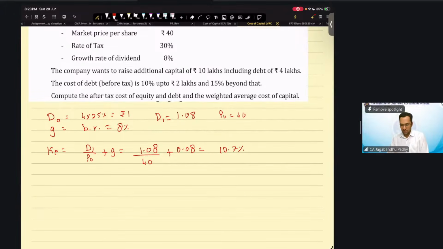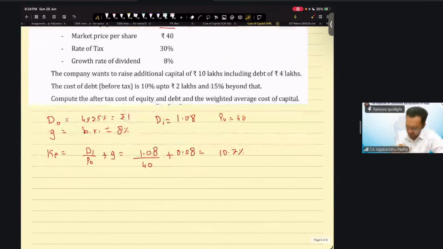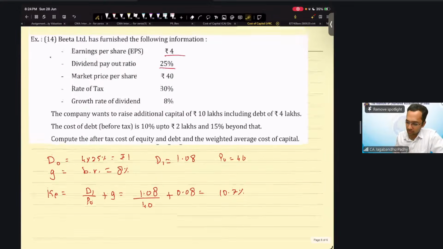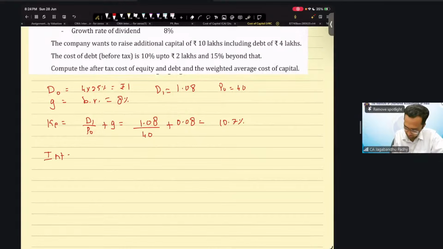Right? Ke is 10.7%. Earnings per share is given as 4, and we are saying it is the prevailing current earnings per share. Now, cost of debt is 10% up to 2 lakh and 15% beyond that. So we need to first calculate the amount of interest. Interest will be 2 lakh into 10% plus another 2 lakh into 15%. If you add them together, it is 20,000 plus 30,000, which is 50,000.